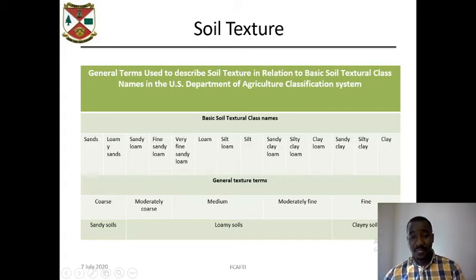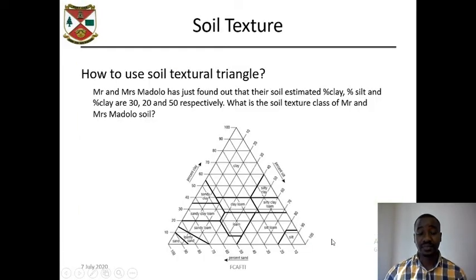The fine textured soils are said to be clay soils. And moderately fine soils, medium textured soils and moderately coarse soils are said to be loamy soils. Coarse textured soils are said to be sandy soils.